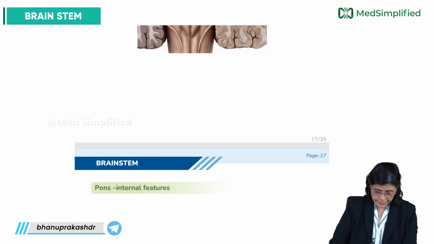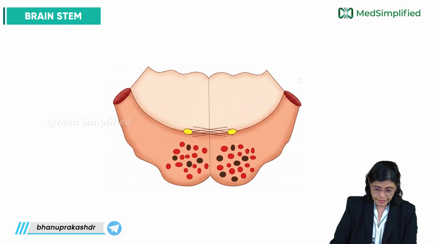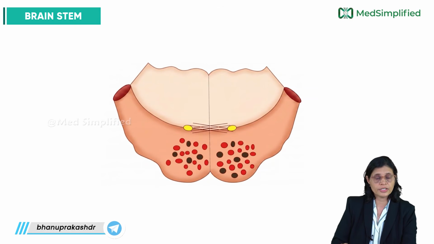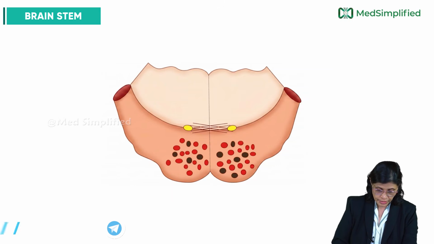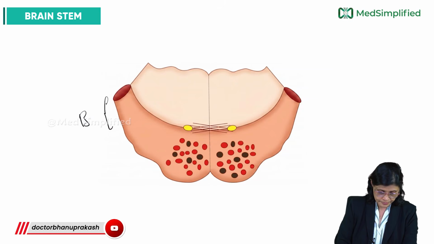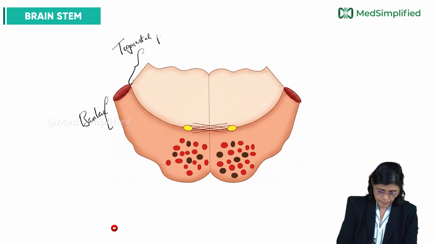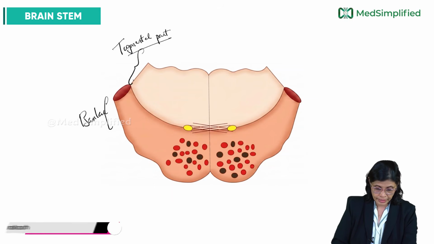And when we see the internal features, if we do a cross section of the pons at any level, we will see two regions. One is the large ventral part, which we call the basilar part, and the smaller dorsal or tegmental part. So, basilar and the tegmental part.